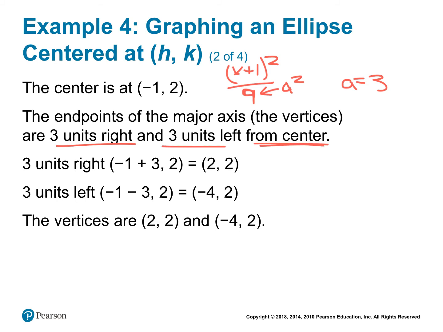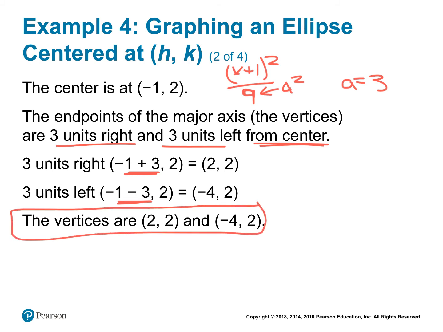So you could start and just do it on a graph, or you could add 3 to the x coordinate and subtract 3 from the x coordinate. You're going to end up getting these 2 points. So those are the vertices or the endpoints of the major axis, and it's horizontal.